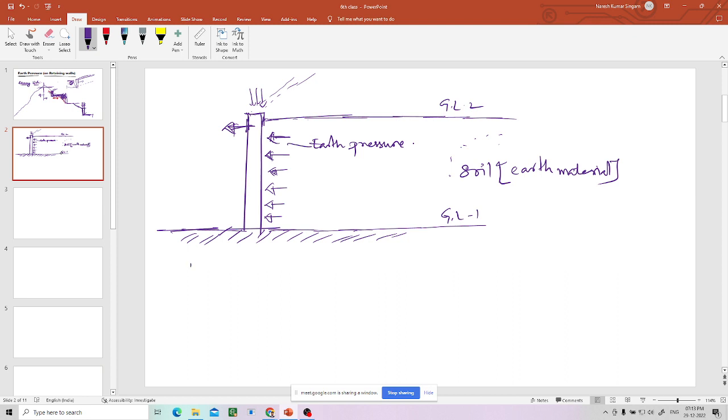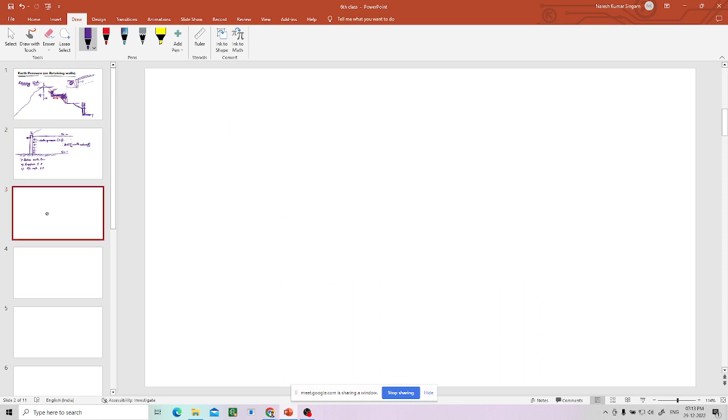Okay, so there are different types of earth pressures existing. One of them is active earth pressure. I'll use just EP as a shortcut whenever earth pressure comes. Then passive earth pressure, then at rest earth pressure. So what are those?